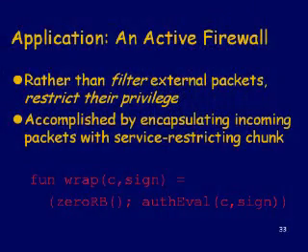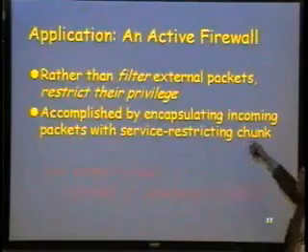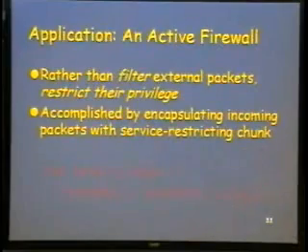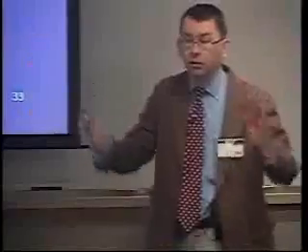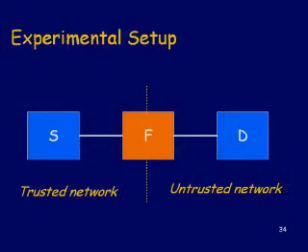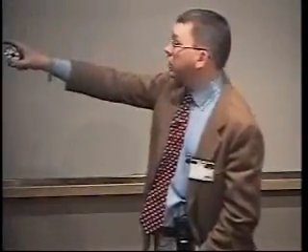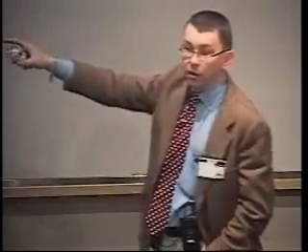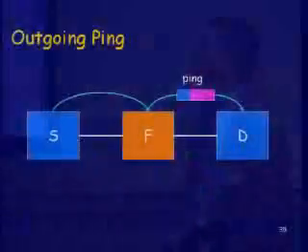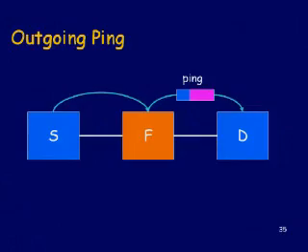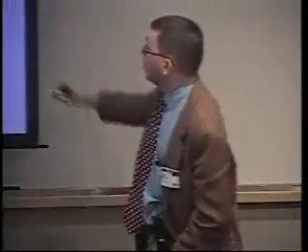So let's look at an application that we found interesting because it changes the perspective of how you do things. So rather than filter external packets, so dropping them or allowing them in, you restrict their privilege. So what you would do is you encapsulate an incoming packet with a service restricting, basically an encapsulating type of chunk. So here's the setup. There's a trusted network, the source, firewall, destination. On an untrusted network, the guy on the trusted network is going to try to send a hey, are you there packet, a ping to the untrusted network. What the outgoing ping looks like is a chunk. It hops through the firewall to the destination.